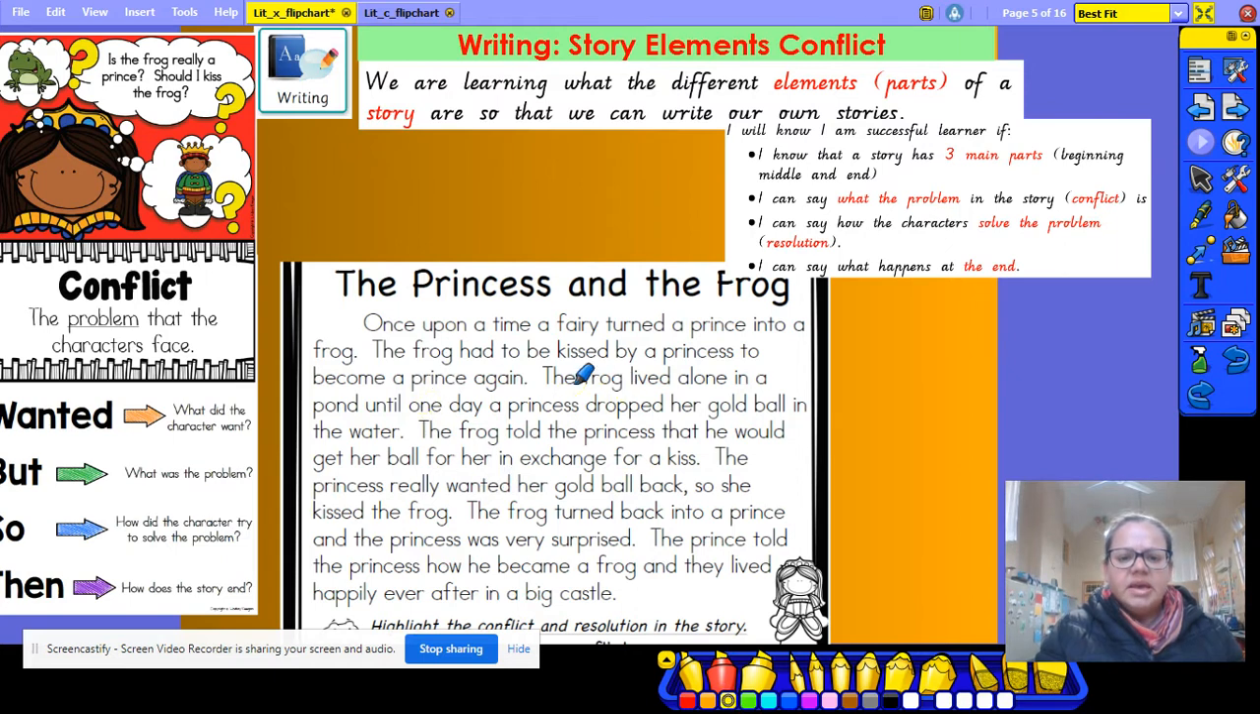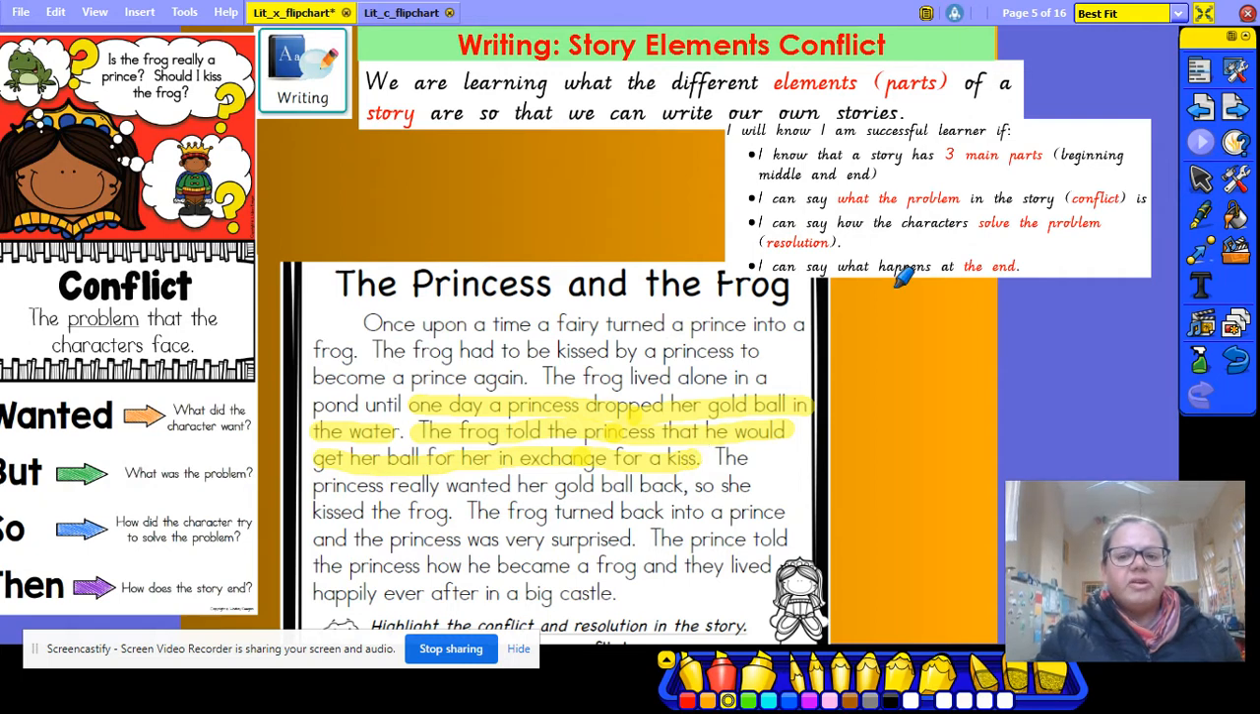So let's see. The frog lived alone in a pond. I think that was a bit of a problem for the frog as well. One day, a princess dropped her gold ball in the water. What did she want? She wanted her ball back, didn't she? But how was she going to get her ball back? The frog told the princess that he would get her ball for her in exchange for a kiss. Now, the princess really wants her ball back, but I don't think she really wants to kiss a frog.